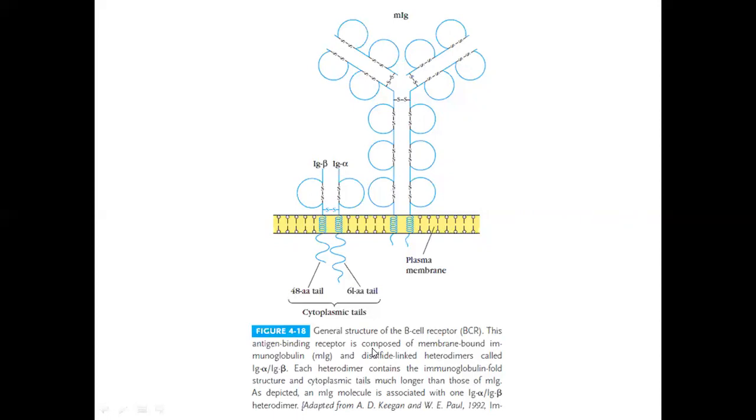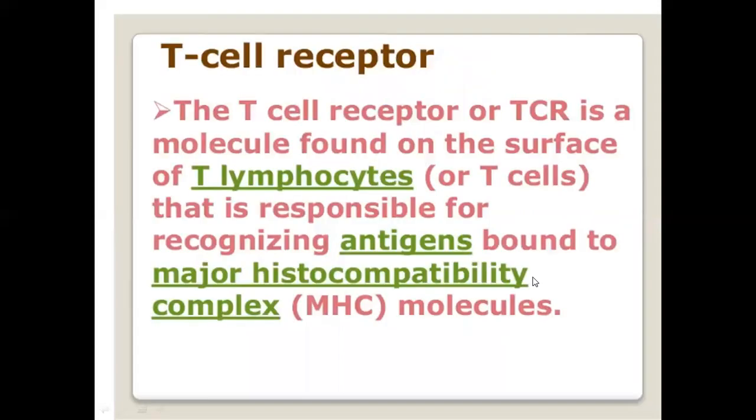Next one, the T cell receptor. There are many differences between B cell receptors and T cell receptors. The T cell receptor, also known as TCR, is a molecule found on the surface of the T lymphocytes, whereas B cell receptors are found on the B lymphocytes. It is responsible for recognizing antigens bound to the major histocompatibility complex, that is MHC molecules. T cell receptors are meant only for recognizing antigens bound to the MHC.